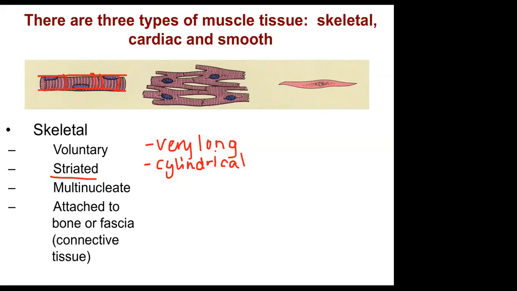In addition, hopefully you'll notice there's several of these purple looking structures. These are the nuclei. So skeletal muscles are actually multinucleate. They can have many, many nuclei. This is because during development, skeletal muscles actually fuse from many smaller cells to make one very long cylindrical cell. In skeletal muscle cells, we look at the points of attachment, and they typically attach to bone or a structure called fascia, which is an example of connective tissue. We'll see some examples of that in a moment.